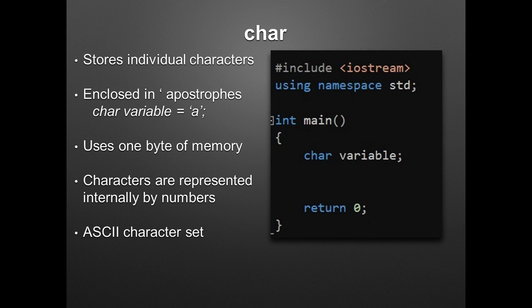Then there's the char. What the char does is allow us to store an individual character. The way that we declare these characters is enclosed in apostrophes. So you can have a variable and just wrap it in these apostrophes. See this here? And you could store that inside of a variable. It uses 1 byte of memory, and characters are represented internally by numbers that represent the ASCII character set.